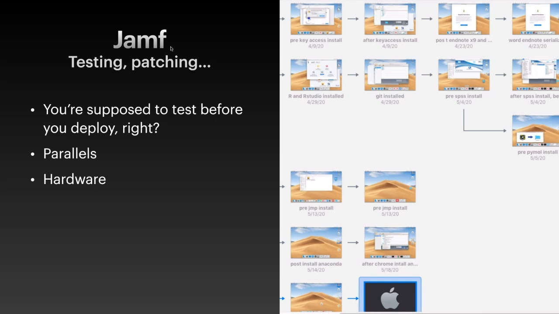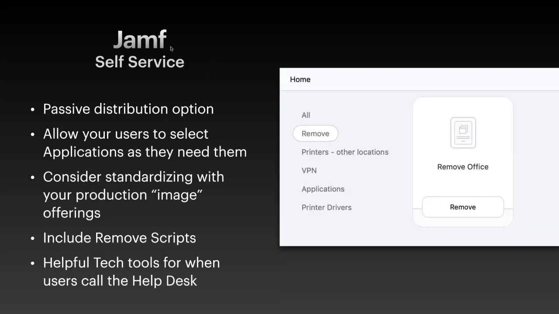Jamf Self Service, I like to think of this as a passive distribution option. So this allows your users to select applications when they need them on their own time. I would really consider standardizing what you make available in Self Service against what you have as your current production configuration. This way, you don't have to worry about making your 0.0001 version changes available immediately. It allows you to manage your own time there.